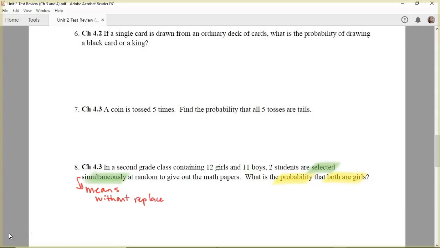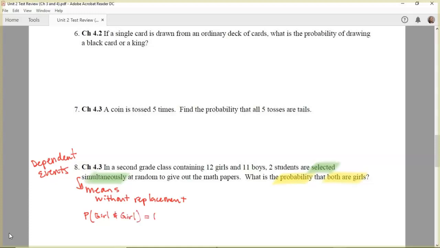Simultaneously just means without replacement. I'm picking one student, at the same time picking another student. The one student I picked is not going back into the group, so it changes the number of people I have to choose from where my hand lands a second time. So without replacement is definitely a dependent statement. The first choice inadvertently affects the second choice.